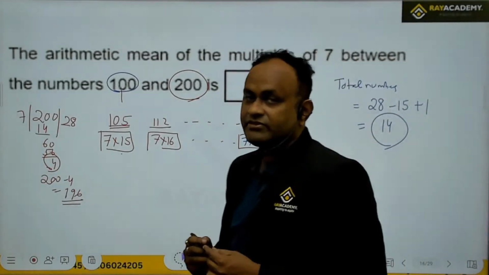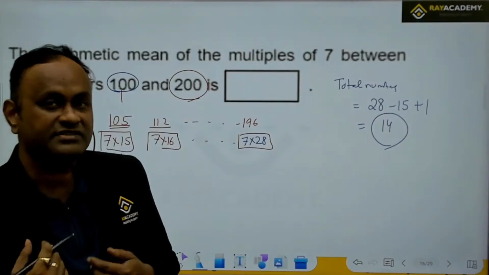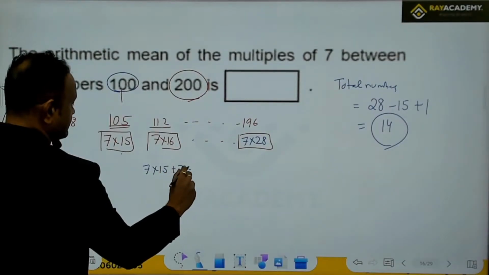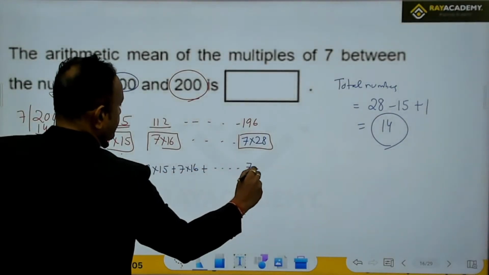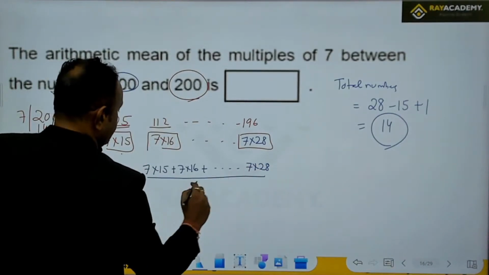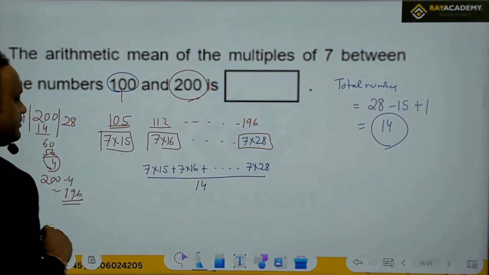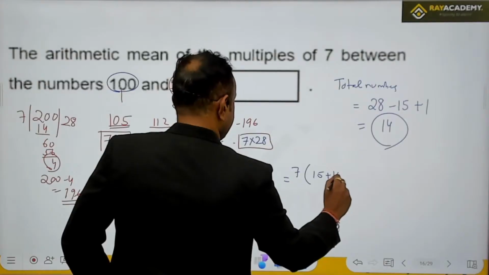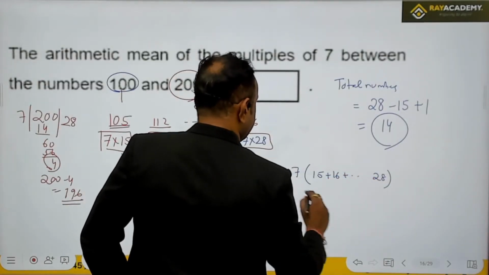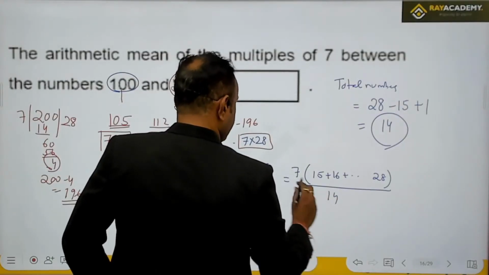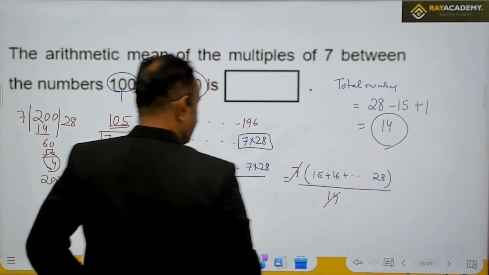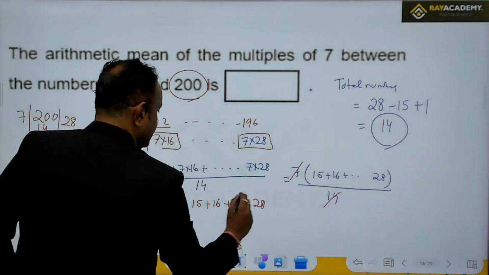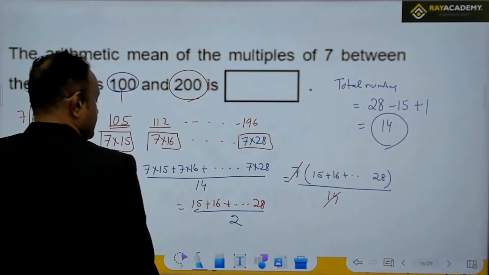Okay, now the average: add all the numbers and divide by the total number of numbers. So 7 into 15 plus 7 into 16 plus dot dot dot 7 into 28, divided by 14. Since we have 14 numbers and 7 is common, we get 15 plus 16 up to 28 divided by 14. Whatever number you get.